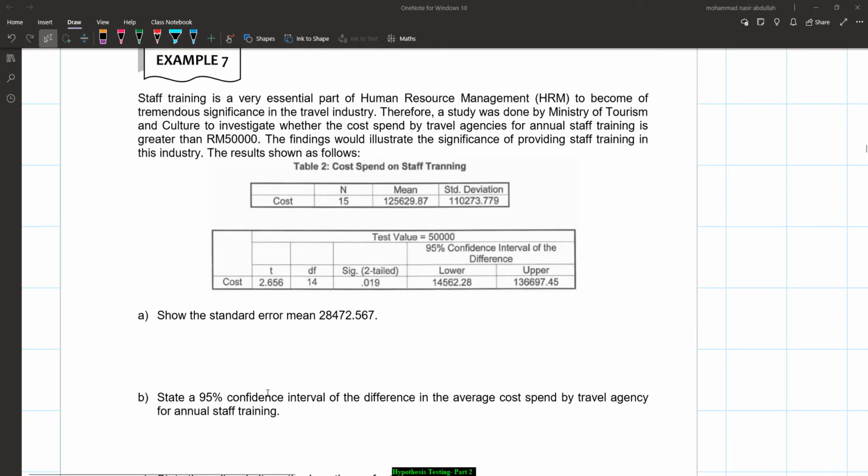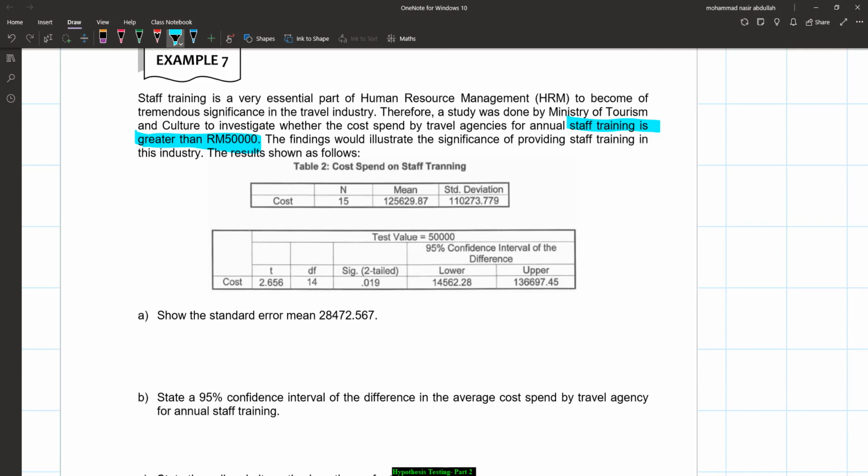Example number 7: staff training is a very essential part of human resource management and is becoming significant in the travel industry. A study was done by the Ministry of Tourism and Culture to investigate whether the cost spent by travel agencies for annual training is greater than 50,000. From here, the statement says greater than 50,000. The finding would illustrate the significance of providing staff training in the industry.